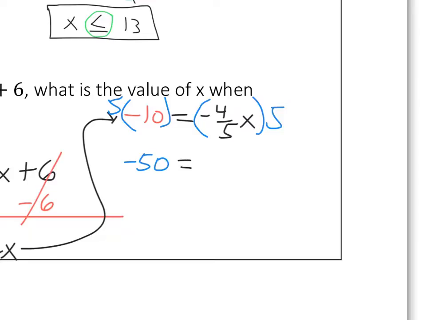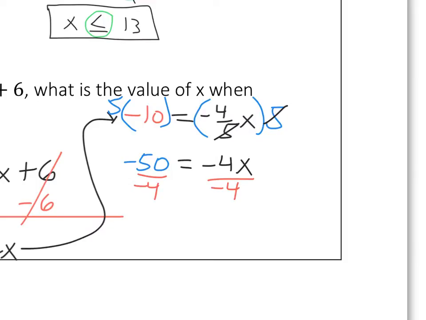is equal to, and notice how the 5 on the bottom cancels out with the 5 on the outside of the parentheses. When you're multiplying by 5 and dividing by 5, those two numbers cancel out. That leaves you with negative 4x on the right side. Okay, and then now you have one more step, and that is to divide by negative 4 on both sides.